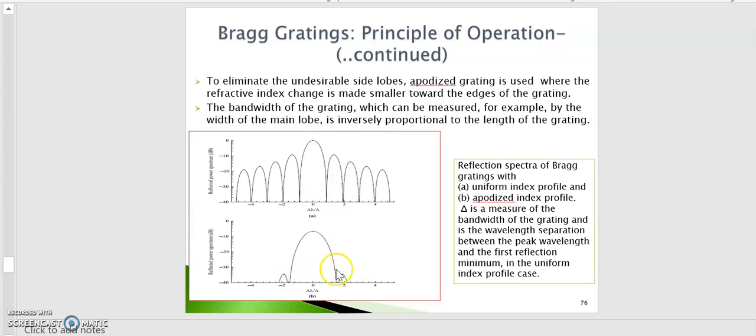So from this diagram we understand that the undesirable, that is, here this energy is lost, these are undesirable lobes. So this is eliminated in the apodized grating. So this is a better one. So in an apodized grating, the refractive index change is very small towards the edges of the grating. The bandwidth is measured with the help of this main lobe. This is related inversely to the length of the grating. What is lambda? It is a measure of the bandwidth of the grating and the wavelength separation between the peak wavelength and the first reflection minimum.